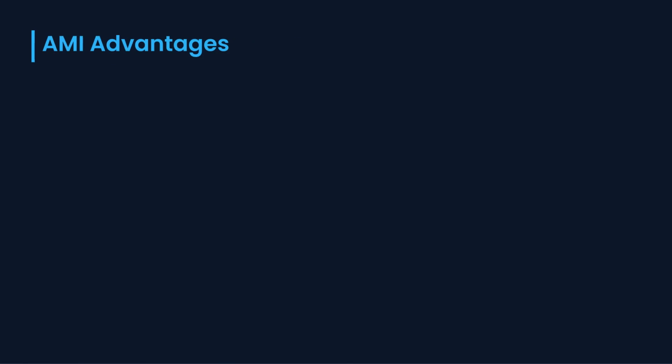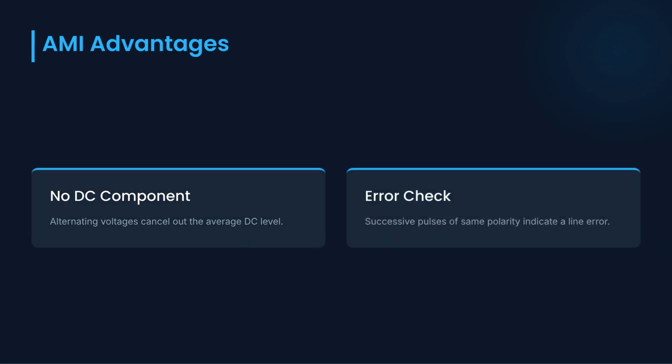AMI advantages include no DC component, as alternating voltages cancel out the average DC level. It also allows for simple error checking. Successive pulses of the same polarity indicate a line error.